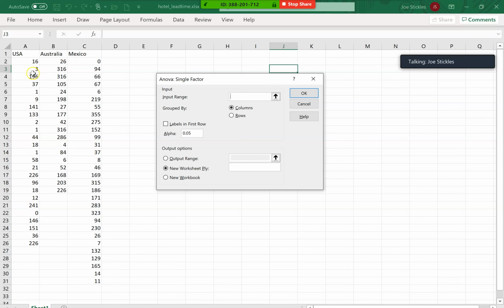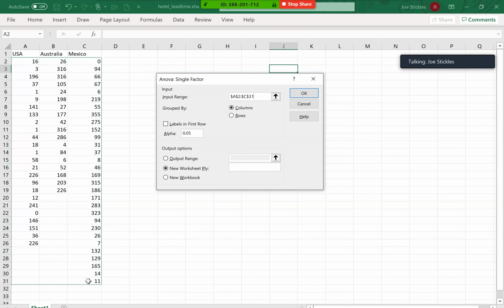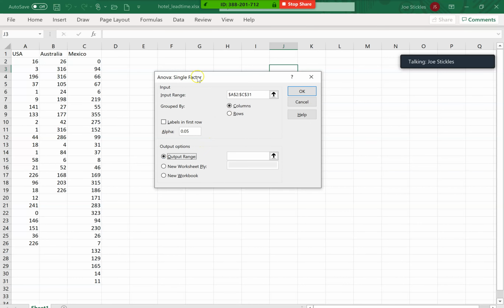All right. Input range. We want to take all of these values. So all I did was I was in the input range box and I just highlighted all of the data values. You can group your data by columns or rows. You can set the alpha value to whatever you want it to be. You could also have it put it in a new worksheet if you want. I'm just going to put it in this same sheet. I'll click in the box and maybe put it over in E2 to start with. Doesn't matter where you put it, just so that we can read it.